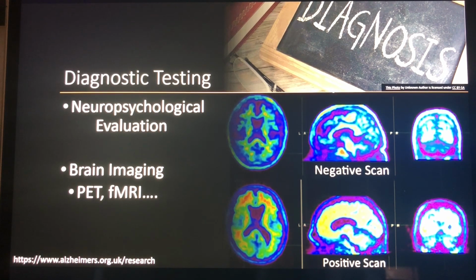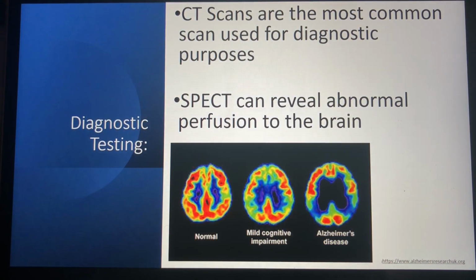An amyloid PET scan has the ability to measure the buildup of abnormal amyloid protein in the brain, which is one of the key hallmarks of Alzheimer's disease. CT scans are the most common type of brain scan used in dementia diagnosis and therefore are useful in ruling out other conditions that cause similar symptoms to dementia and showing changes to the brain structure that occur in disease like Alzheimer's.